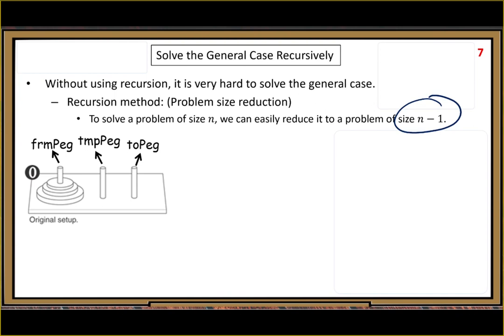So let's see the first step. This 3-disk problem, but we imagine it as the n-disk stack at the beginning. We just apply our imagination. Then the goal, in order to solve this problem, we call it the P of n problem. P of n, a recursive function. We implement this P of n function recursively.